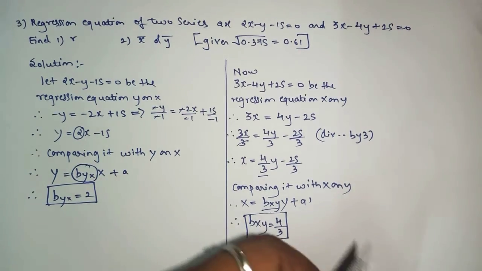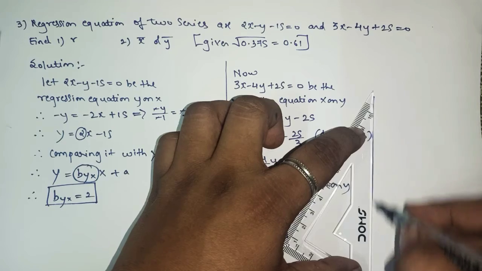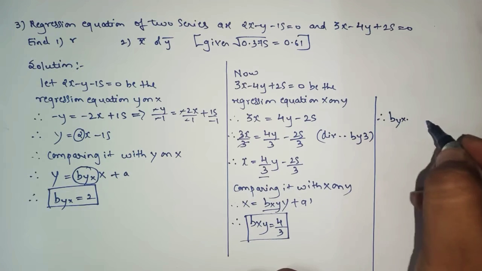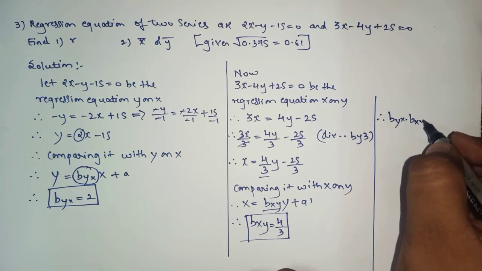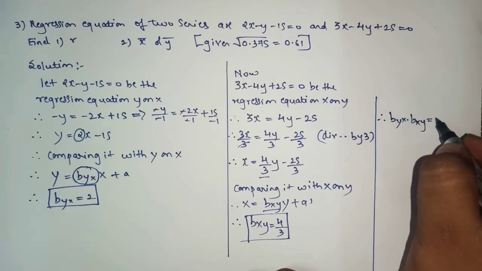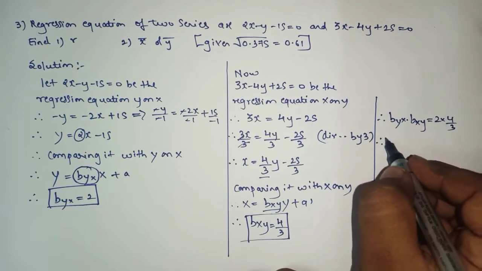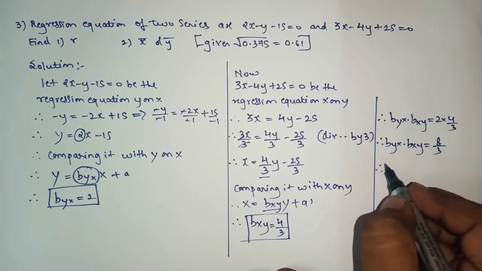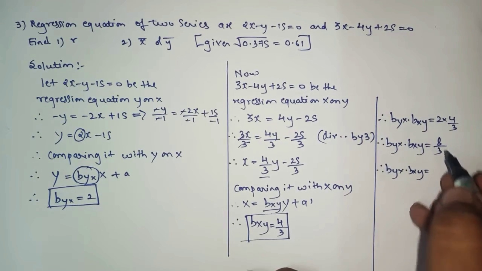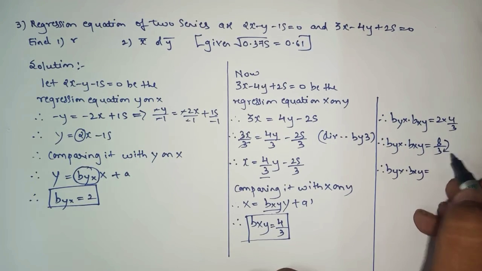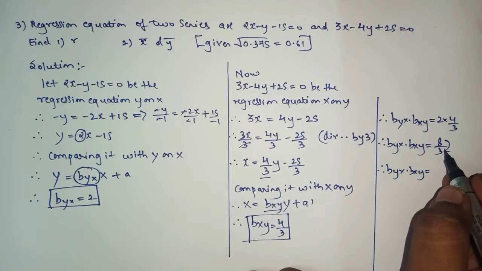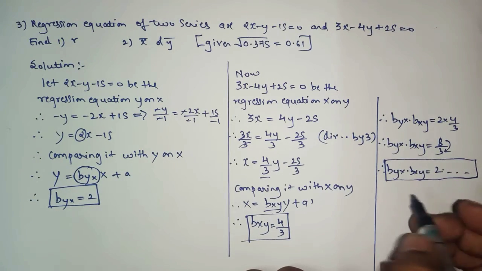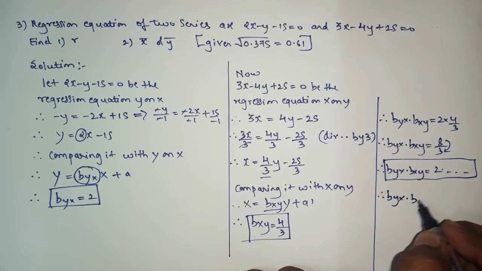Now we'll move on to the next part. We'll see now the product, what you are getting, byx into bxy. As byx is 2 and this is 4 upon 3, therefore byx into bxy is 8 upon 3. Here clearly we can see that the numerator is greater than the denominator, so the answer will be 2 point something. Okay, no need of showing this step.